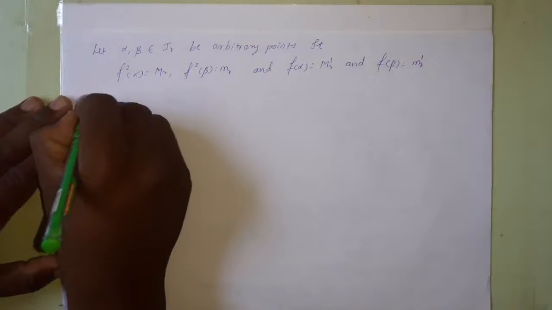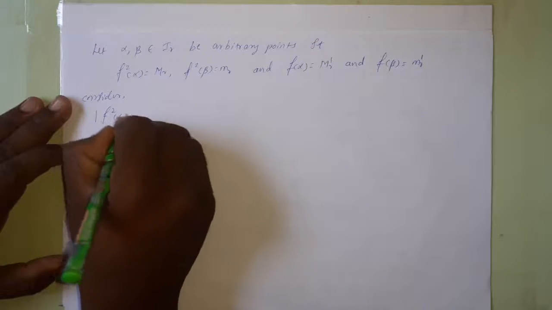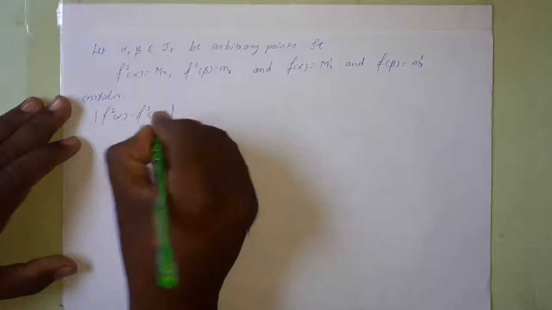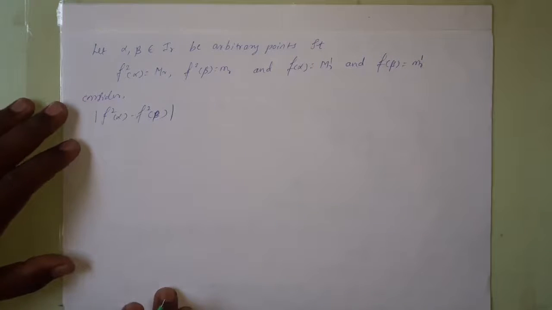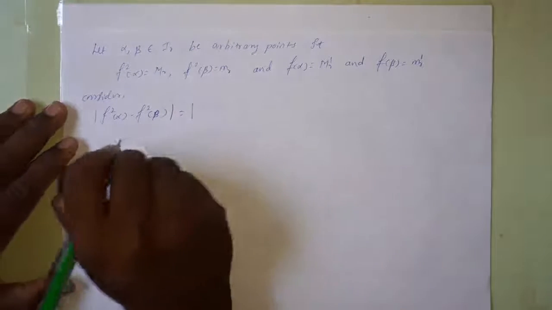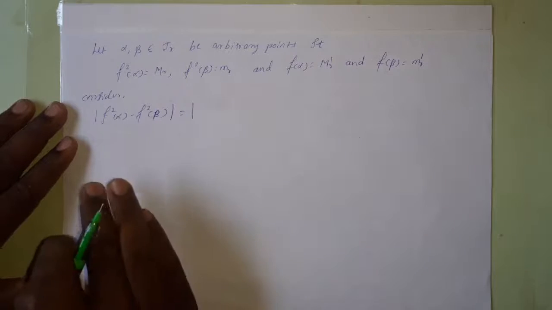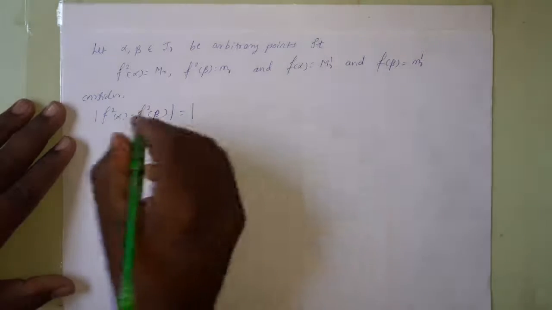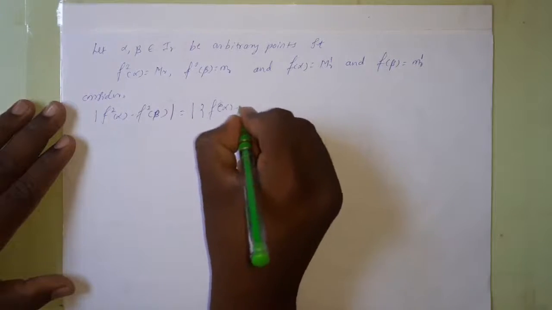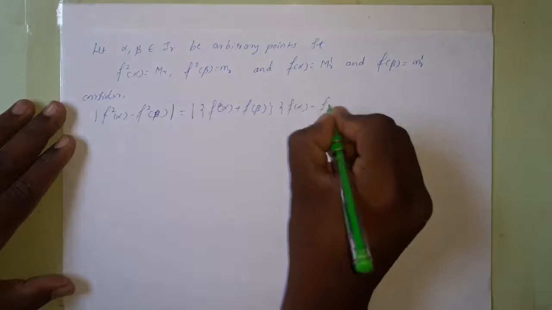Now, consider mod of f square alpha minus f square beta. This is similar to the identity a square minus b square equals a plus b into a minus b. Therefore, this can be written as mod of f of alpha plus f of beta into f of alpha minus f of beta.